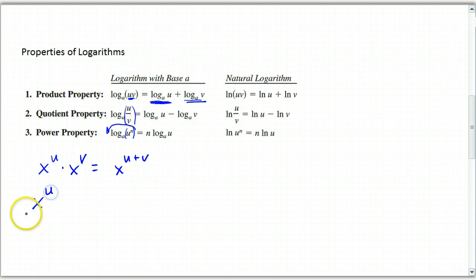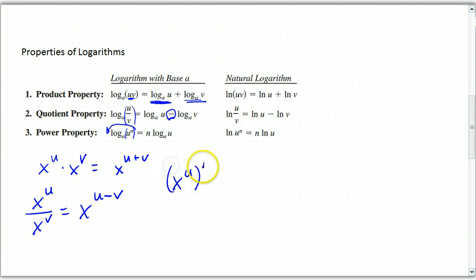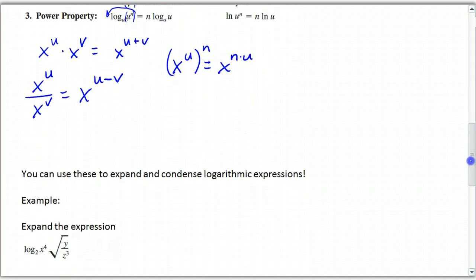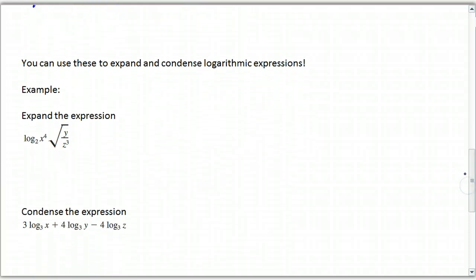If I have x to the u divided by x to the v, when we divide terms, we subtract exponents. Guess what? When we take the log of a quotient, we subtract the logs. And finally, if I have a term raised to a power, what do we do with those exponents there? We multiply them. So guess what? When I have the log of something raised to a power, that power gets multiplied times the log. So these properties of logarithms are exactly the same as the properties of exponents. Now we can use these properties to expand and condense logarithmic expressions.